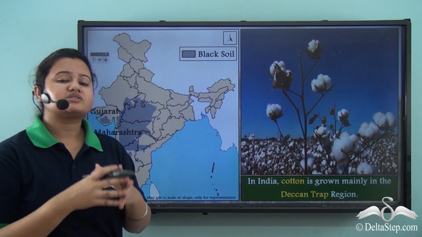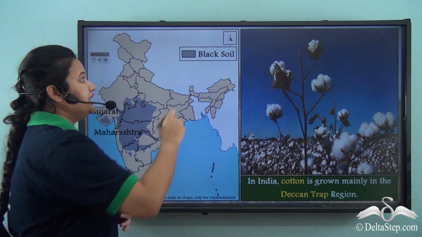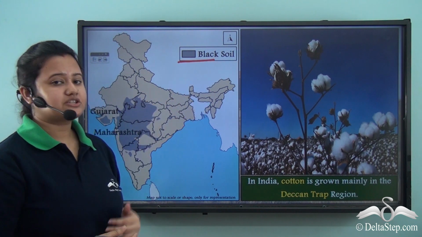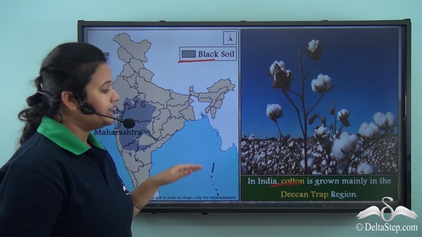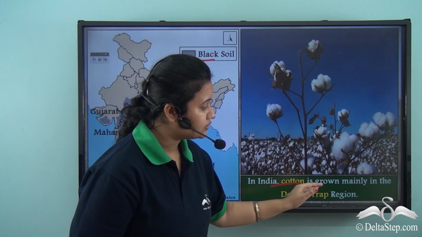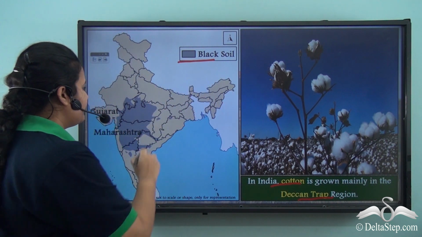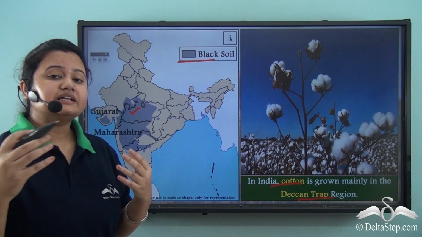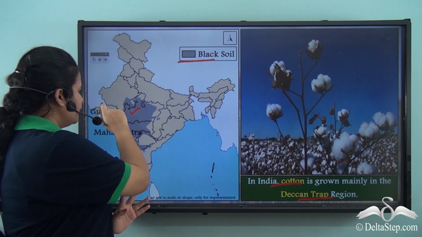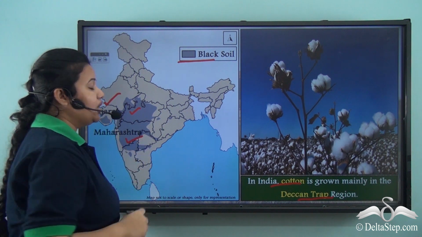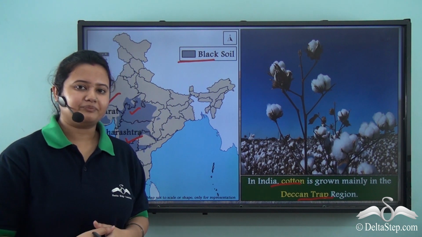Now, owing to its volcanic origin, this Deccan Trap region is rich in black soil. This black soil is extremely good for growing cotton. So, in India, cotton is grown mainly in the Deccan Trap region, which is rich in black soil. And the leading producers of cotton in India are the states of Gujarat and Maharashtra, which are the part of Deccan Trap region or Deccan Plateau.